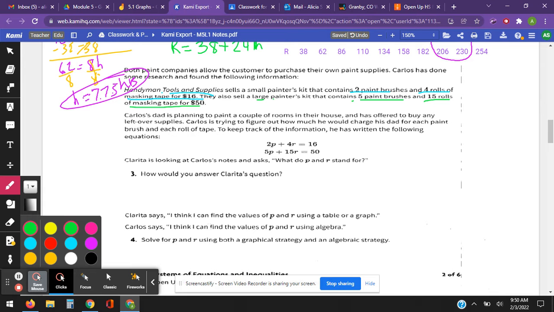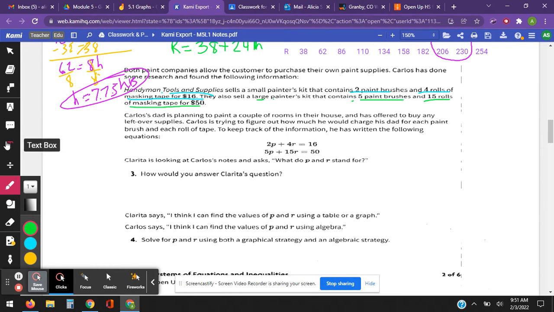Carlos's dad is planning to paint a couple of rooms in their house and has offered to buy any leftover supplies, so it's okay if they have some extras. Carlos is trying to figure out how much he would charge his dad for each brush and each roll of tape. So to figure out their cost individually, we set it up as an equation. First of all, Clarita is looking at Carlos' notes and asks, what do P and R stand for?